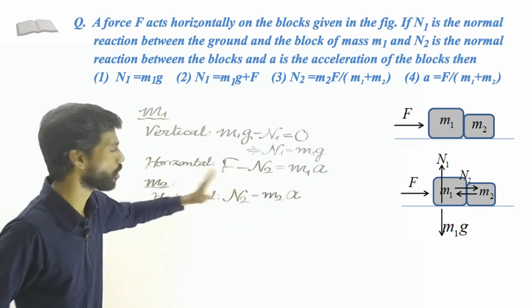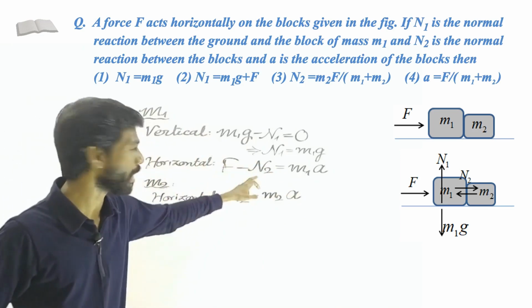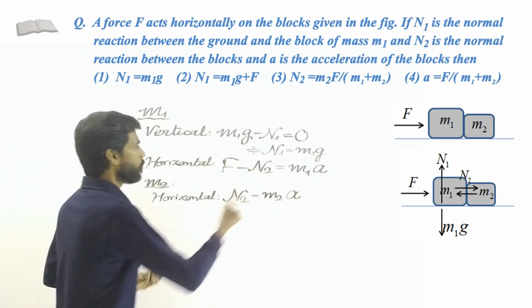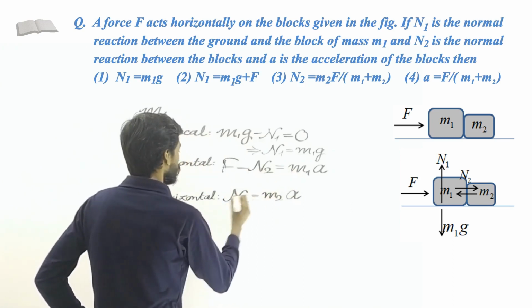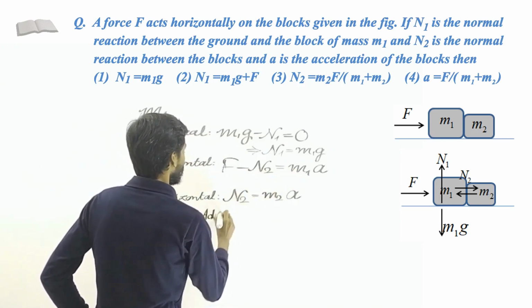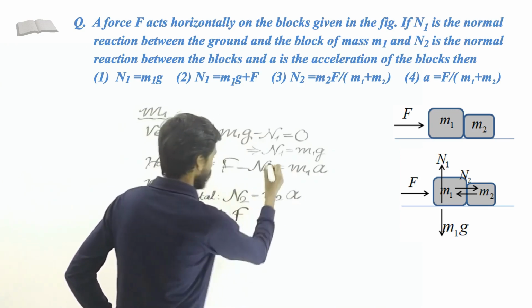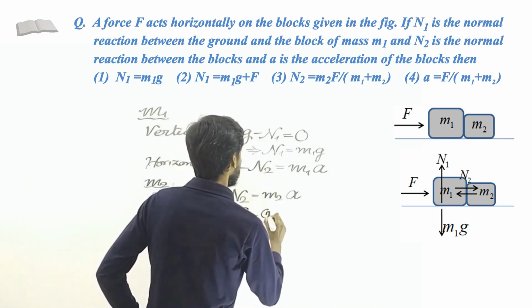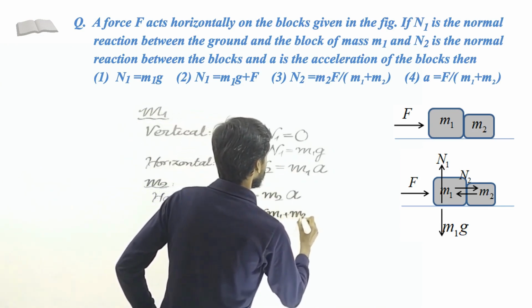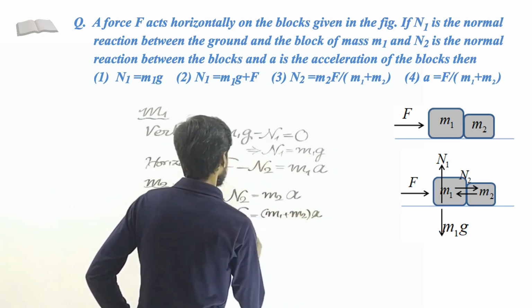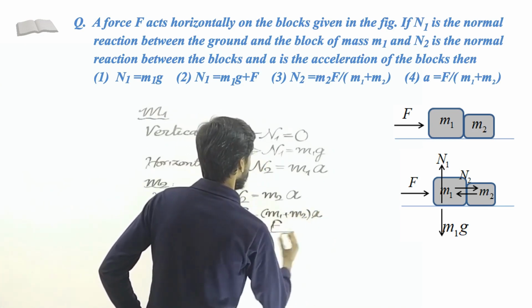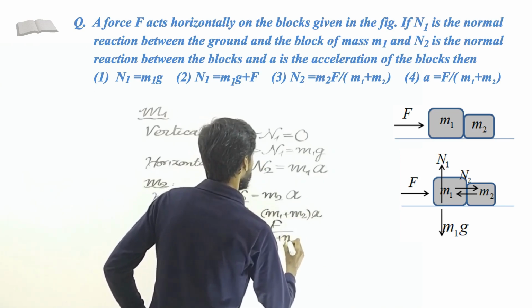Now we can solve these two equations to get the value of whatever is required. N2 is required, so just solve them. First we can add them to get the acceleration. Just add these two equations. What do you get? So F, N2 gets cancelled. So that equals M1 plus M2 multiplied by A. That gives you the acceleration. It is F divided by M1 plus M2.